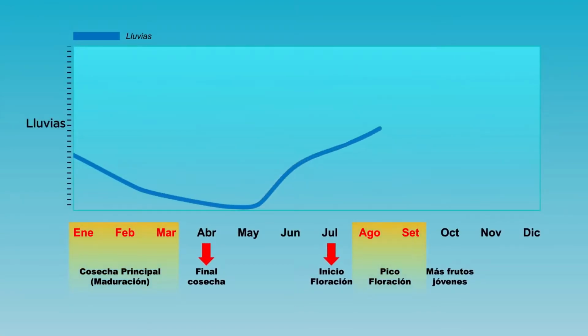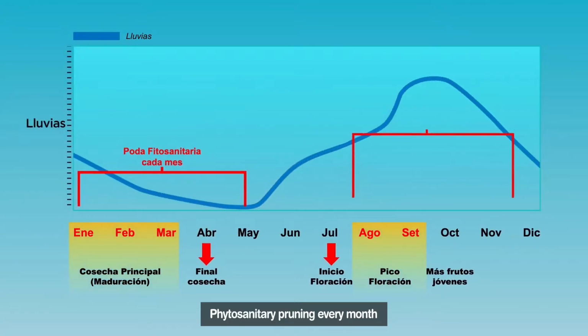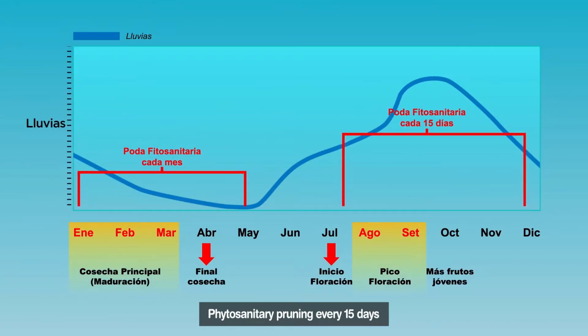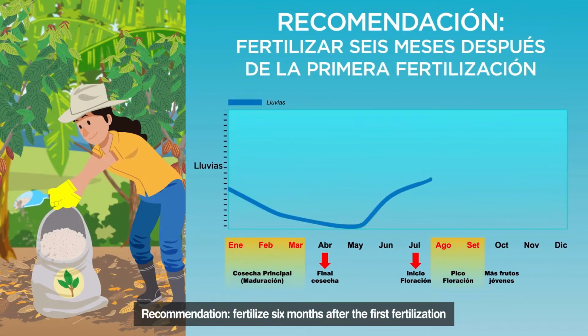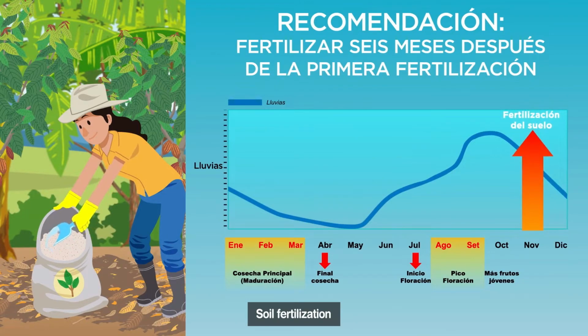As these fruit grow, phytosanitary pruning can be done every 2 weeks and then once a month in the months where there is less presence of young susceptible fruit. When there is presence of ripe fruit, phytosanitary pruning can be combined with the harvest. 6 months after the first fertilization, it's necessary to fertilize the soil for a second time. This will help the fruits to better resist diseases in their maturation.